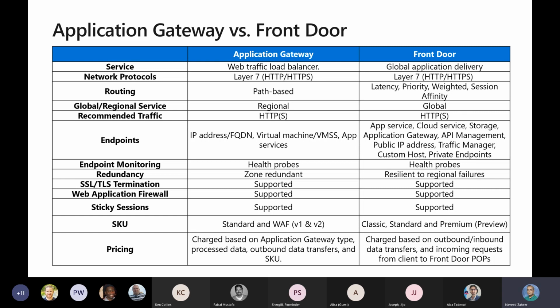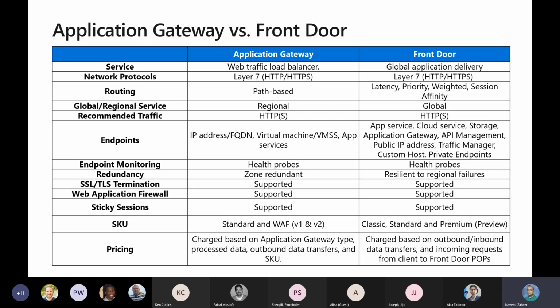Okay, so this is kind of a quick comparison that we discuss. You have layer 7 and HTTP, HTTPS, path-based. The routing in the case of app gateway is path-based. With Front Door, the routing is very different. I shouldn't use the word slightly.